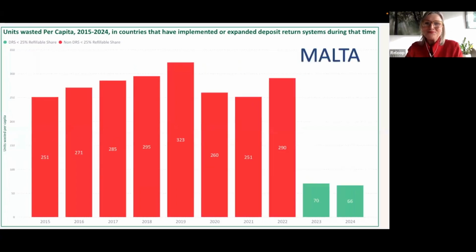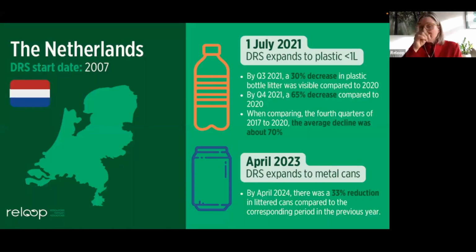So let's continue then. This is Malta. Again, you can see that massive reduction in wasted containers per capita that they experienced right after they introduced the program. Huge success. Here we have the Netherlands. Reminder, they just expanded to include big PET bottles. And by the third quarter, they saw a 30% decrease. By the fourth quarter, a 65% decrease. And between the 3-year spread, about 70% decrease. For cans, very similar, a 33% reduction. It's not even 2 years.